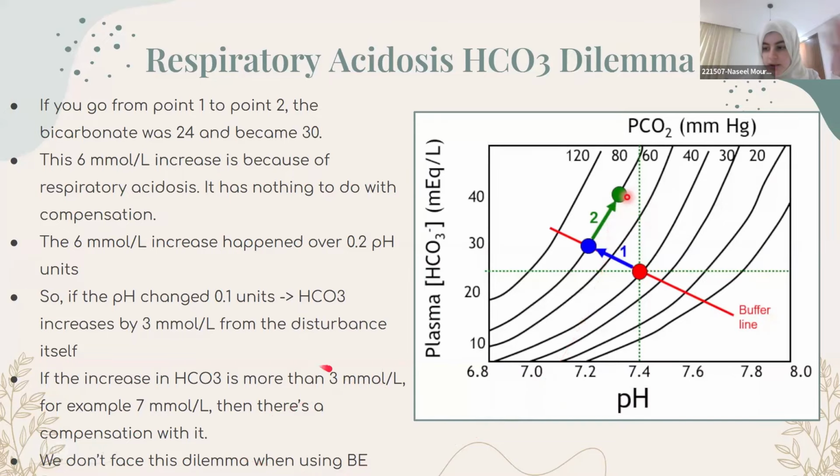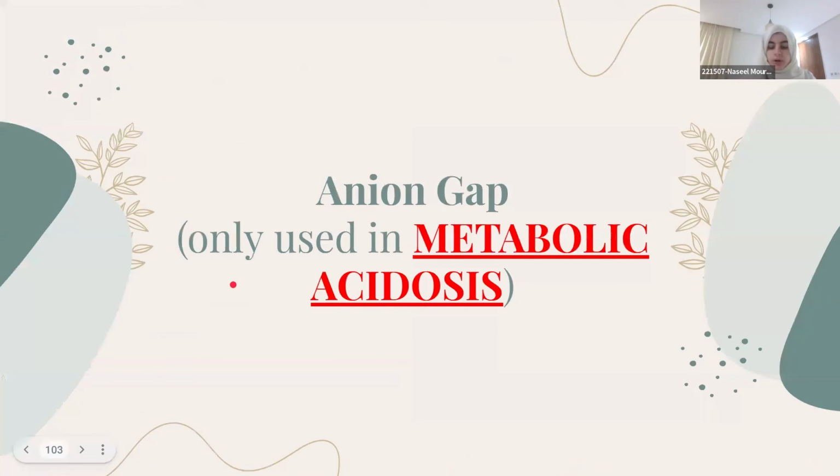But that doesn't mean that 3 is the fixed value. So if your pH is changing by like 0.4, then you need to multiply 3 by 4. So if you change the bicarbonates by up to 12 units, that still doesn't mean a compensation. It's just because of the disturbance. But this was just applying to the pH change of 0.1. Okay. So again, you're welcome.